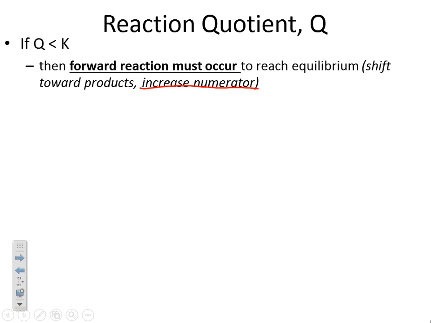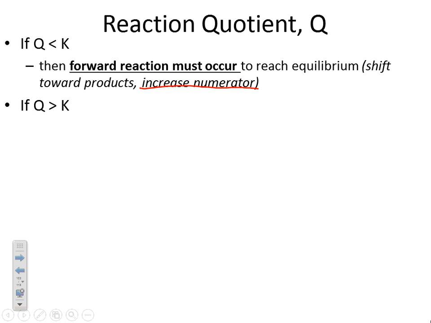Well, what goes in the numerator? Products go in the numerator, right? It's products divided by reactants. So in order to make the products bigger, the forward reaction must occur. So if Q is less than K, your numerator is too small, your denominator is too large, you're going to have your forward reaction occur, you're going to decrease the concentration of your reactants, you're going to increase the concentration of your products in order to get to equilibrium.